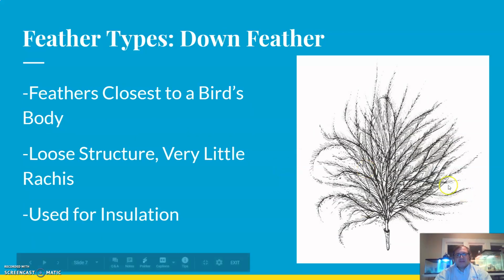So here's an example of a down feather. Again, when we've talked about pillows before, we've talked a little bit about them being potentially stuffed with down. These are the feathers that are closest to a bird's body. They have a very loose structure, very little rachis to them, so again, not much of a shaft, it's mostly these little filaments, and they're used primarily for insulation.